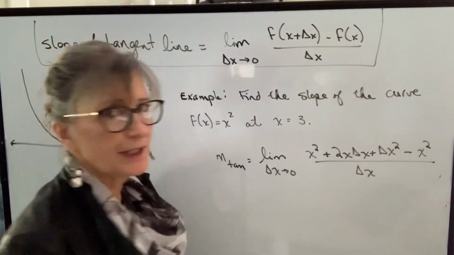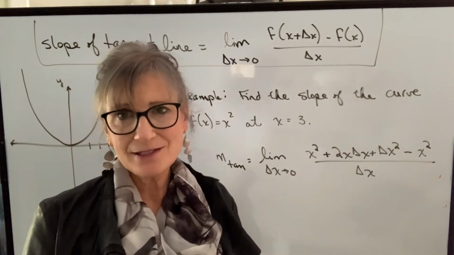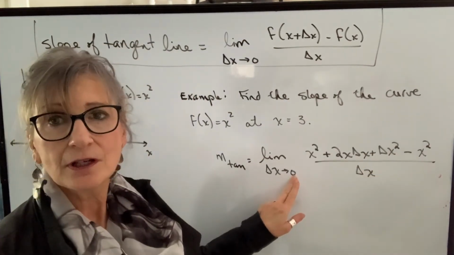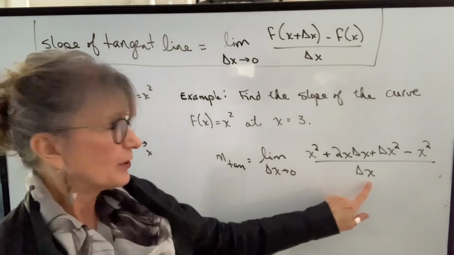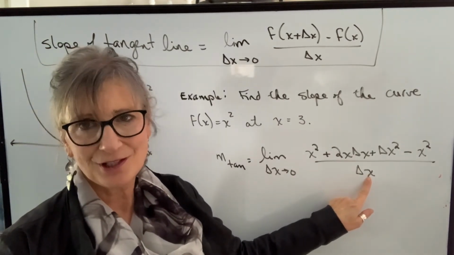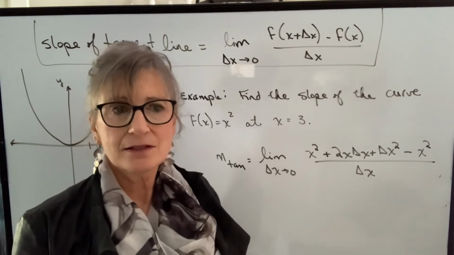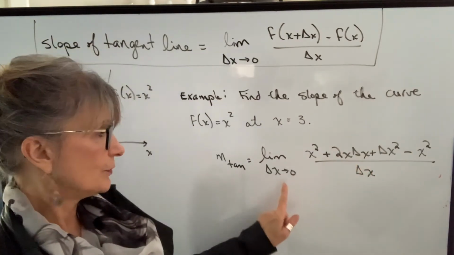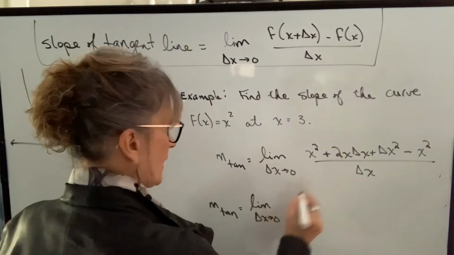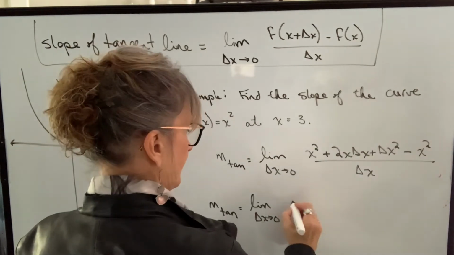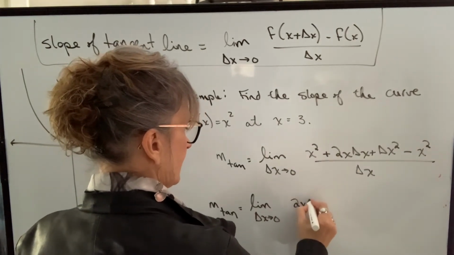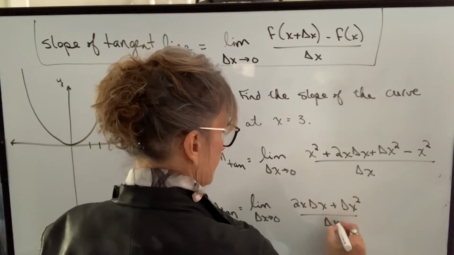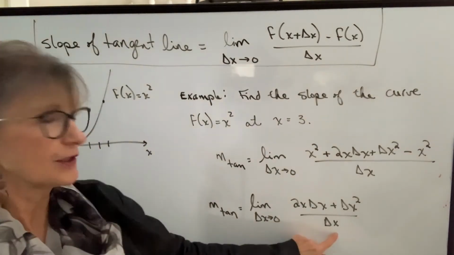In order to evaluate this, remember that when we're finding limits, we look to see if the function is continuous at this value of our variable. Can we put a 0 in for delta x? No, we can't. It's not continuous. So our next step is to try to simplify this to a function that is continuous at delta x equals 0. So I've got x squared minus x squared, which is 0. I have 2x delta x plus delta x squared over delta x. I still can't put a 0 in.